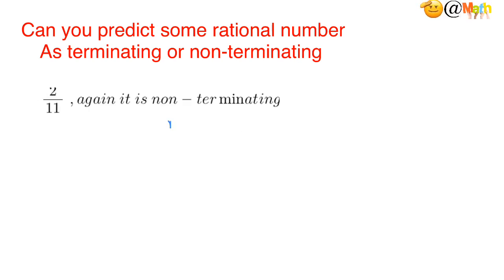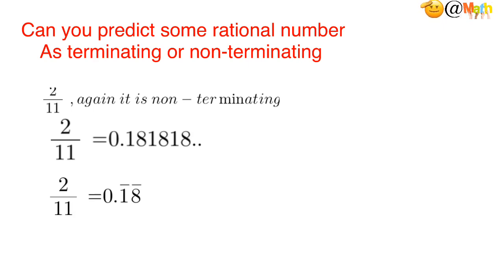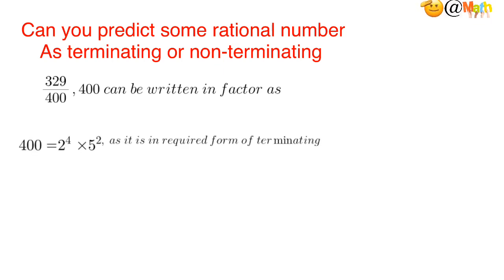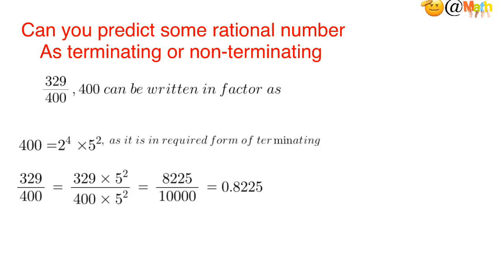Hence, it is non-terminating. Again, 2 by 11 is equal to 0.181818, so 2 by 11 is equal to 0.18 recurring. Hence, it is non-terminating. For 329 by 400, 400 can be written in factors as 2 to the power 4 into 5 to the power 2. On multiplying numerator and denominator by 5 to the power 2, we have the required answer.